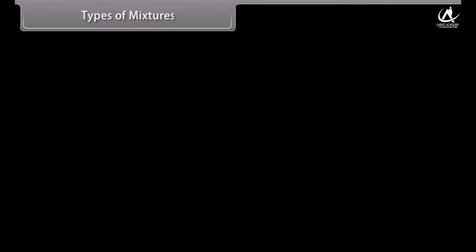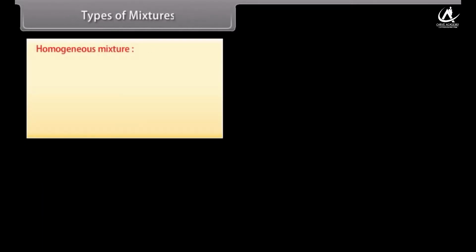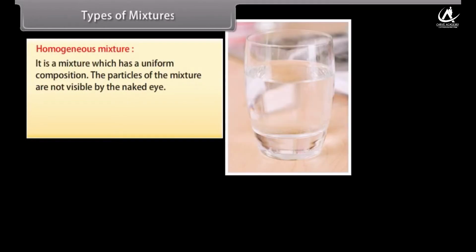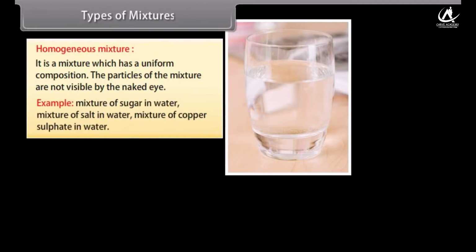Types of mixtures. Homogeneous mixture. It is a mixture which has a uniform composition. The particles of the mixture are not visible by the naked eye. Example: mixture of sugar in water, mixture of salt in water, mixture of copper sulfate in water.